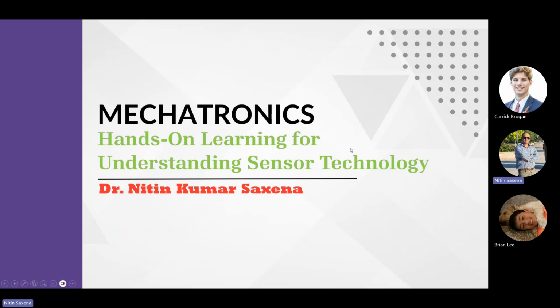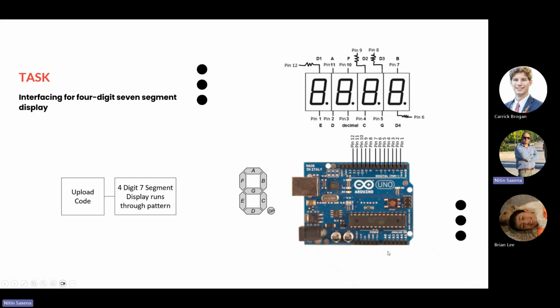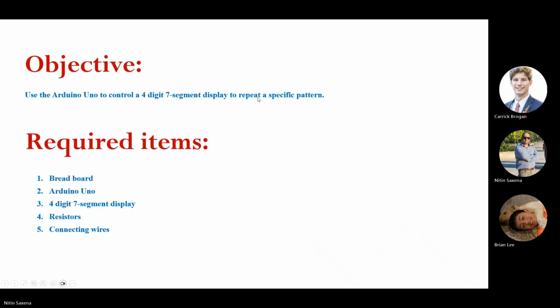In this task, we are going to discuss the interfacing of a 4-digit 7-segment display. Through this 7-segment display, we can display different specific patterns. So the objective for this task is to use an Arduino UNO to control a 4-digit 7-segment display, and we can repeat the specific patterns as per our requirement or wish.